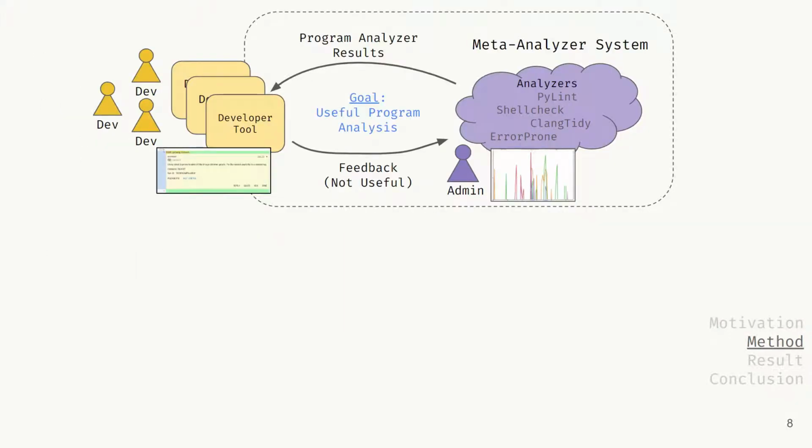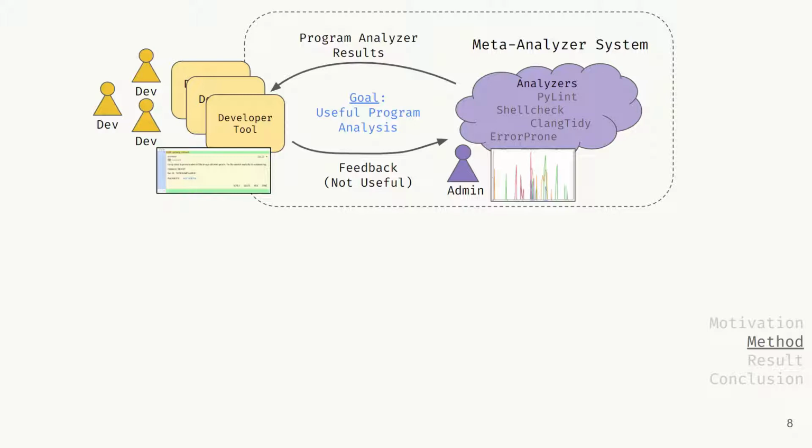In this image, we can get the general idea of how data-driven program analysis works. To the left, we've got our developer tools. This is where we make changes to code and where the program analysis results are presented. To the right, we have some kind of ecosystem or platform or meta-analyzer system where analyzers are running and the results are produced. We can see here that there is also a feedback loop.